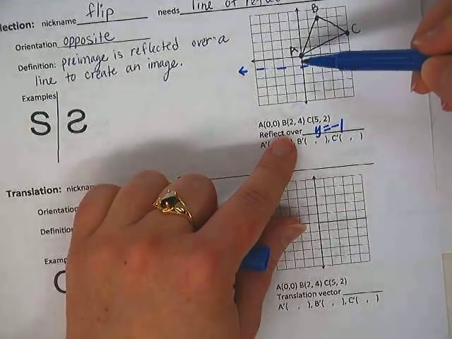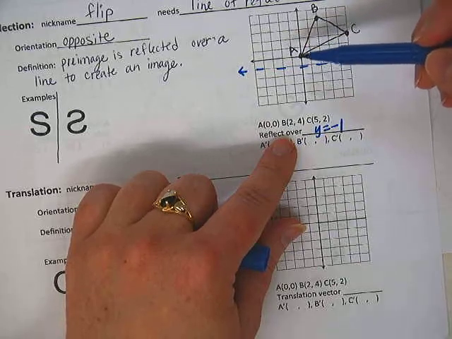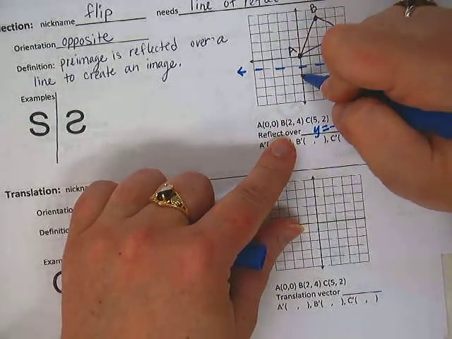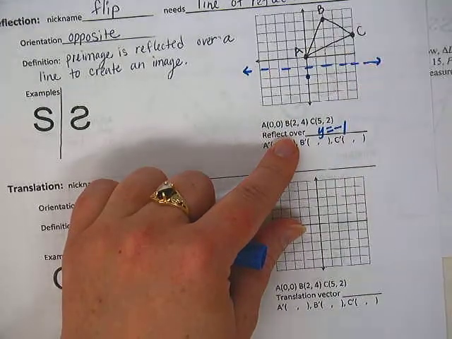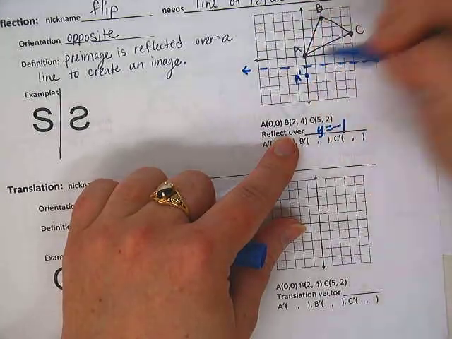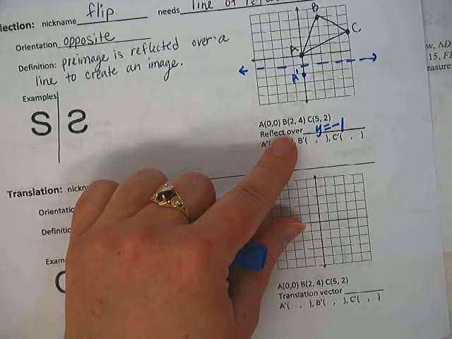Okay, so now what we do to reflect it is we figure out the distance that that point is from the line. How far is A from the line? 1. It's only a distance of 1. So we're going to take that point and put it over a distance of 1 on the other side. We're going to call that point A prime.